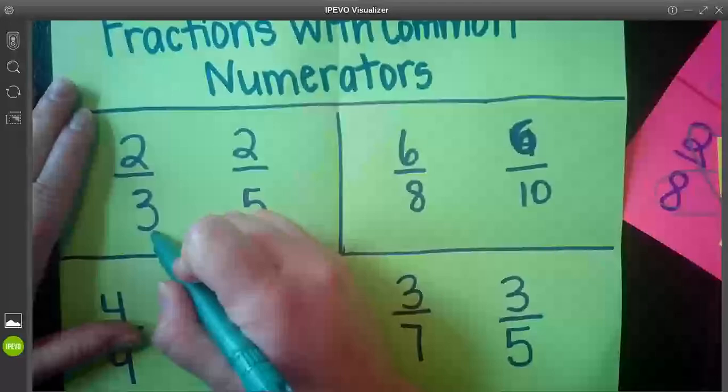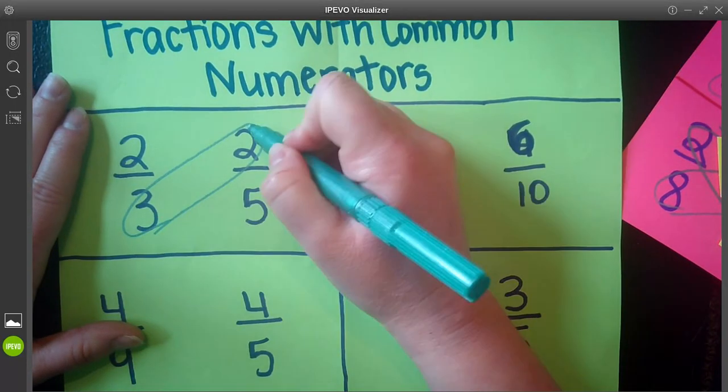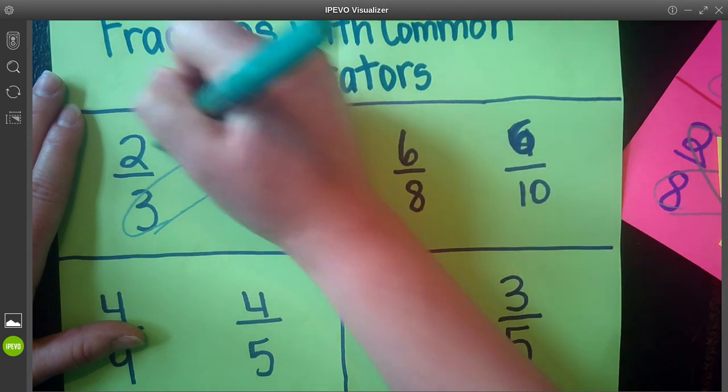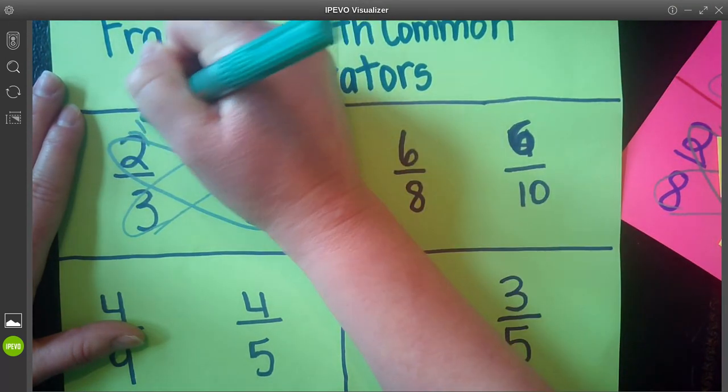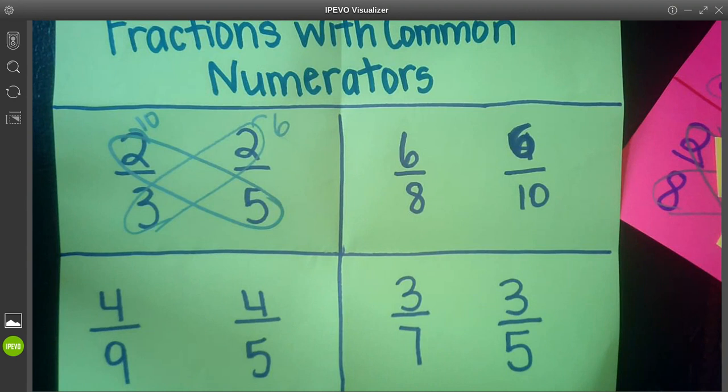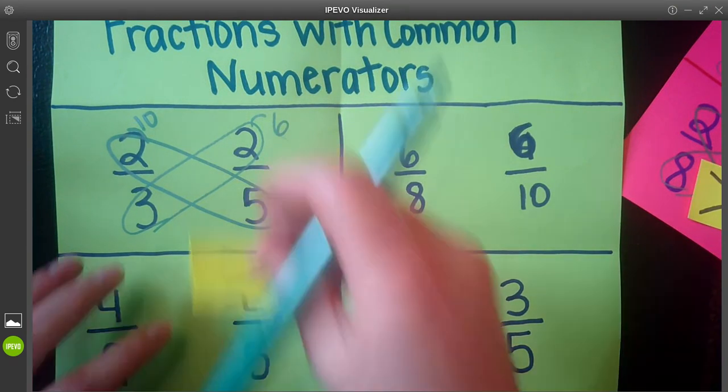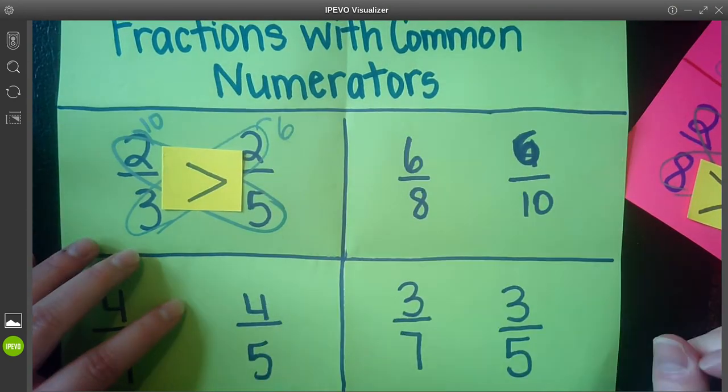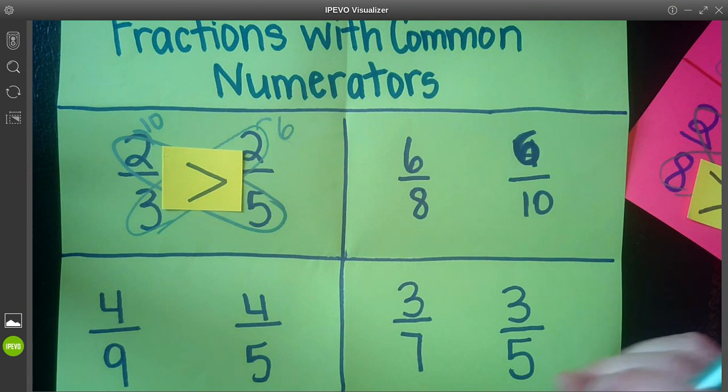Another way to check it is, again, cross multiplication. 2 times 3 is 6. 2 times 5 is 10. So 10 is greater than 6. So we can say that 2/3 is greater than 2/5.